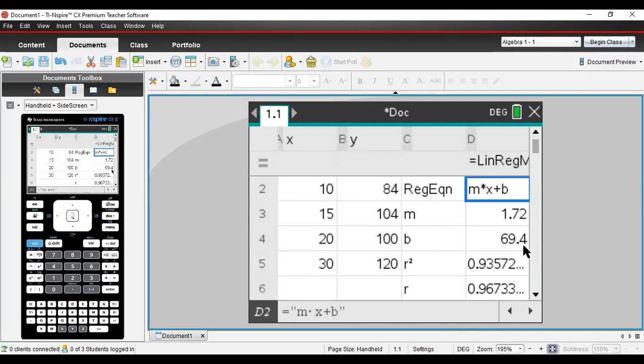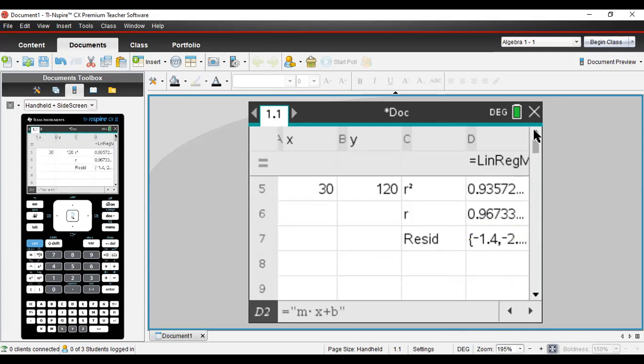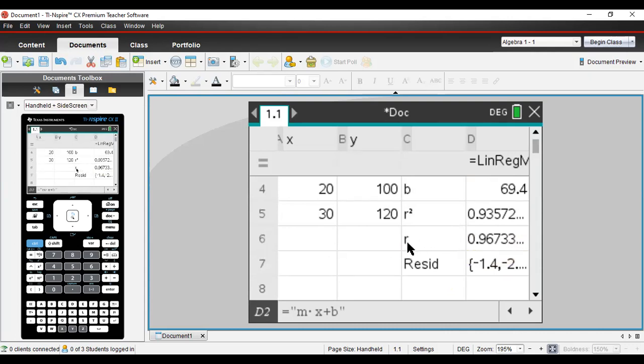So let me write that. y equals 1.72x plus 69.4. That's the equation. Now we also need the correlation coefficient, and we have to round it to the hundredths. Correlation coefficient is r. So we're rounding to the hundredths place. R is going to be 0.97.